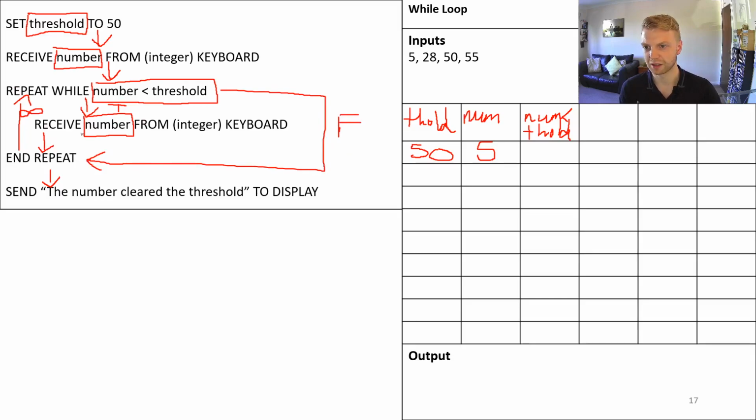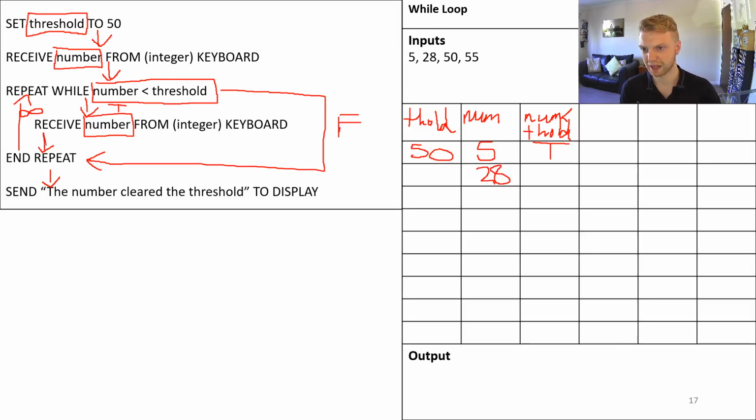So is the number less than the threshold? Is 5 less than 50? Yeah, it is. So we put a true there, and then we ask the user for a number again. So we get a new number, which is 28, right? And then it will go around here.